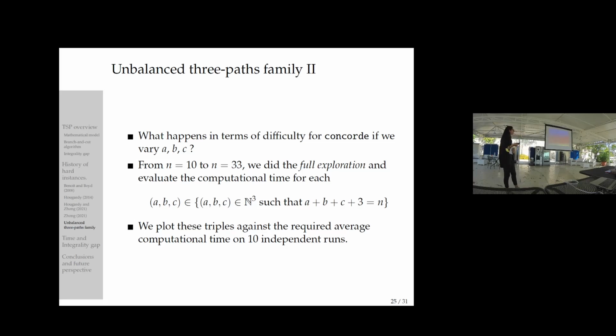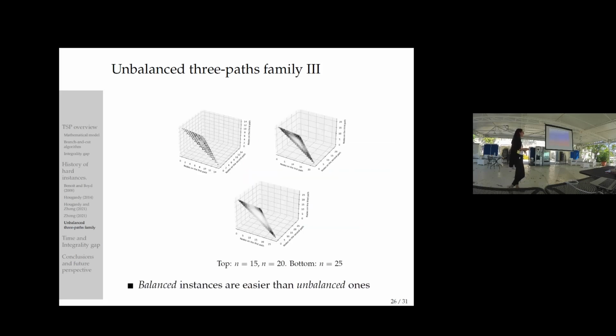What I did is to plot these triples, A, B, C, against the required average computational time over 10 independent runs. For each instance, I ran 10 runs because you have to provide a seed, since Concorde also uses some preliminary random heuristic to get to the solution. I did 10 independent runs, I averaged, and then okay.